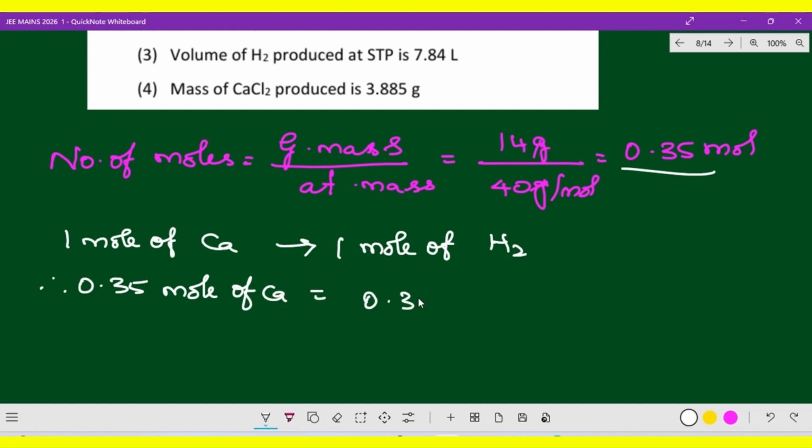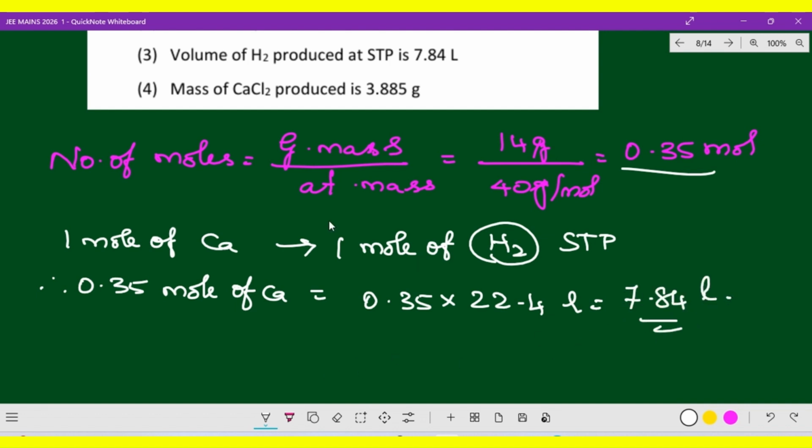So 0.35 into 22.4 liter, right? At STP. This is STP, right? At STP means 22.4 liter only. So what is the answer you will be getting? You'll be getting 7.84 liter. Right, you got it. So volume of H2 produced is 7.84 liter. This also is a correct answer.